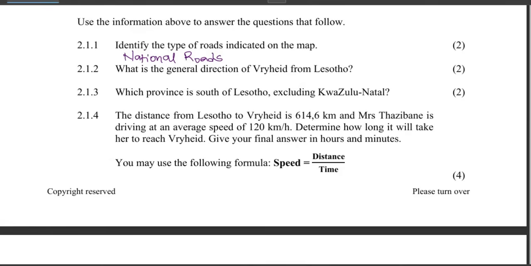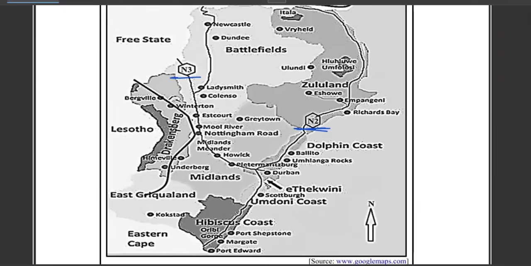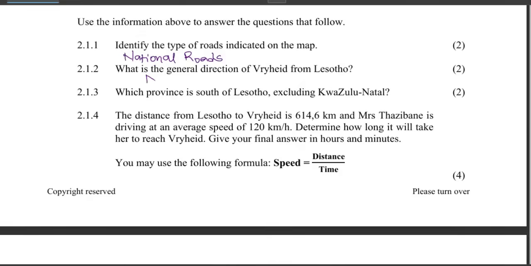What is the general direction of Vryheid from Lesotho? Lesotho is here, and the place we're looking at is here. So from Lesotho you're here and you're heading that side. This is north-east. So the general direction is supposed to be northeast.